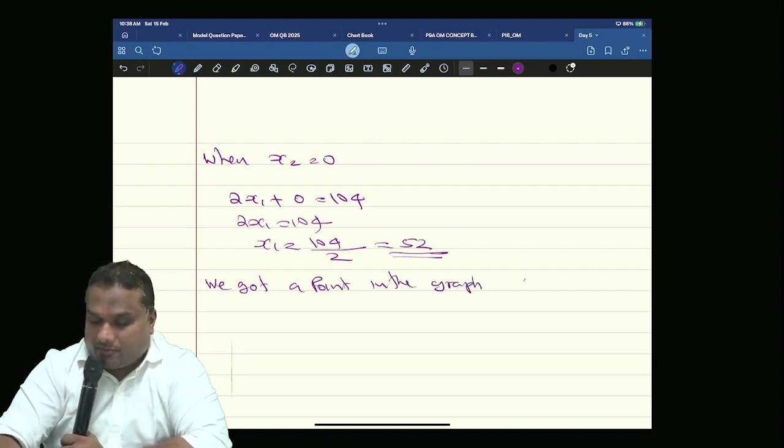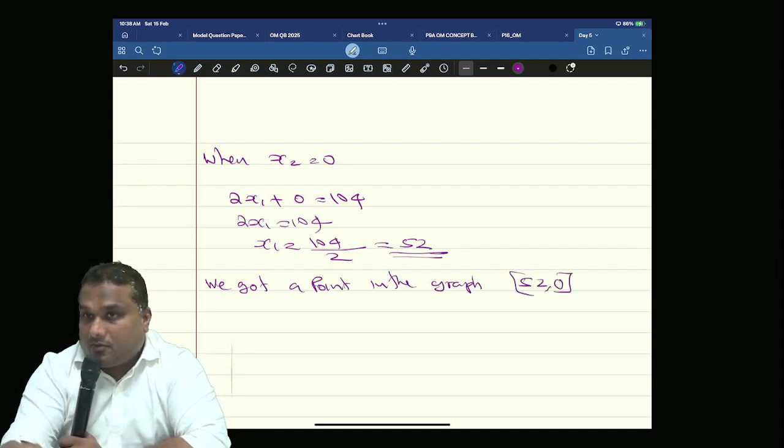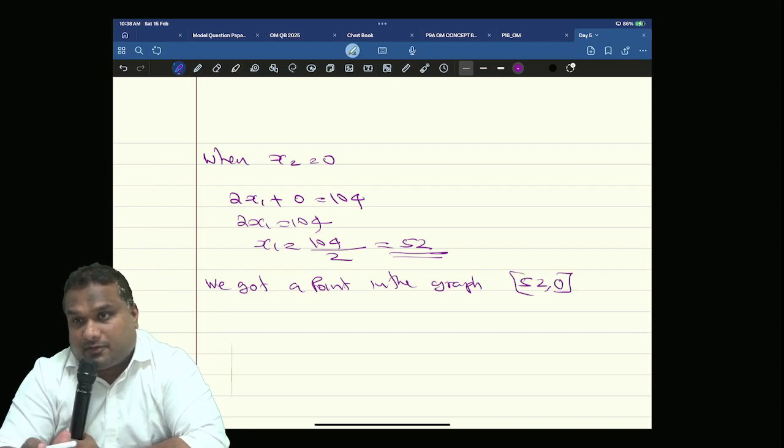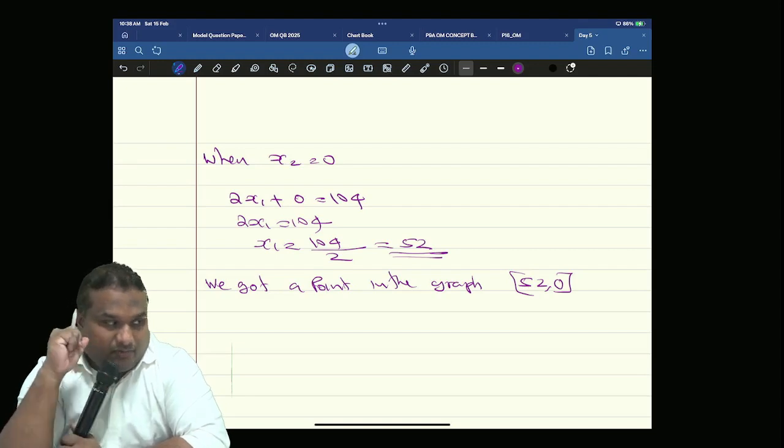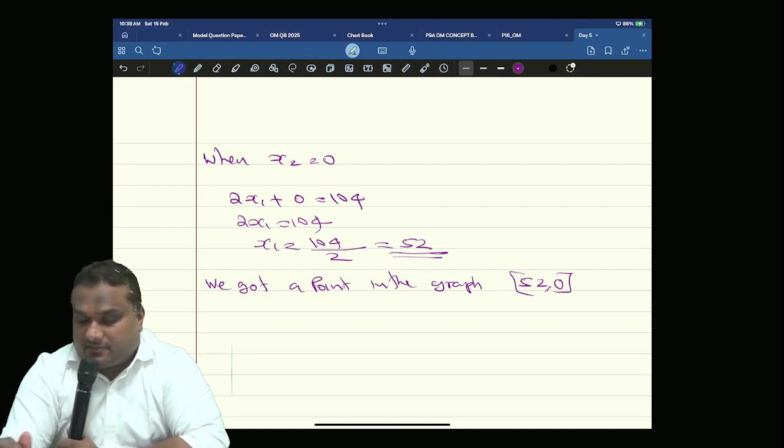Is it 52, 0 or 0, 52? Why is it 52, 0 and not 0, 52? The x1 value we will always mention first. So it is 52 comma 0. Understood everybody? Yes or no?